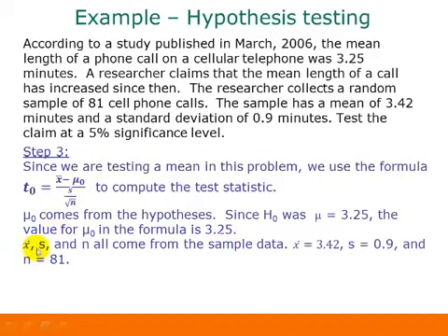The other numbers in this formula all come from the sample data. So we were told that the sample has a mean of 3.42, that's our sample mean, a sample standard deviation of 0.9, so that's S, and the N was 81 because we had a sample of 81 cell phone calls. So we're plugging all of those numbers in, and remember your sample mean comes first on the top of this formula, and this again is the number from our hypothesis. So if we do those calculations, we come out with T0 equals 1.700, and that is our test statistic.